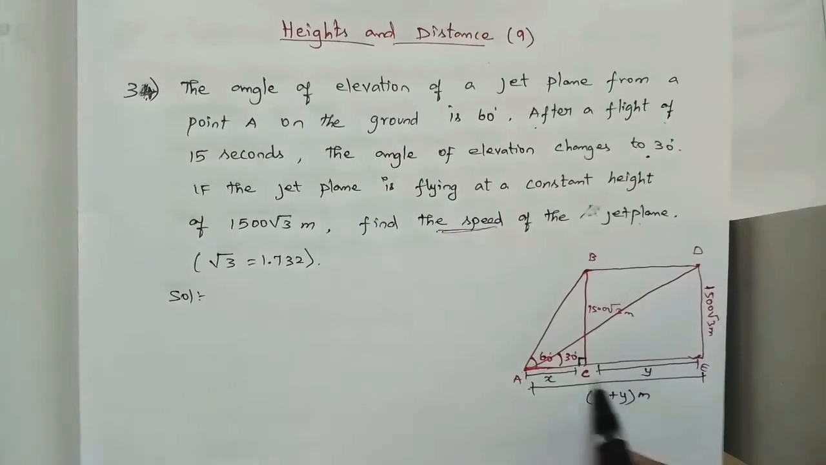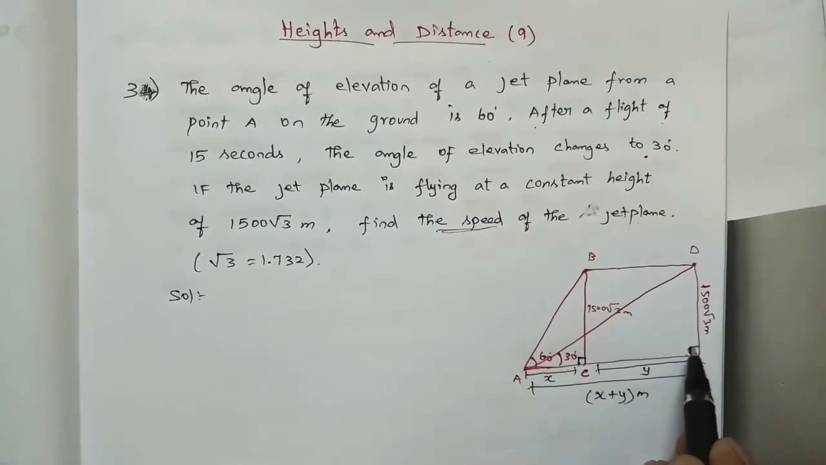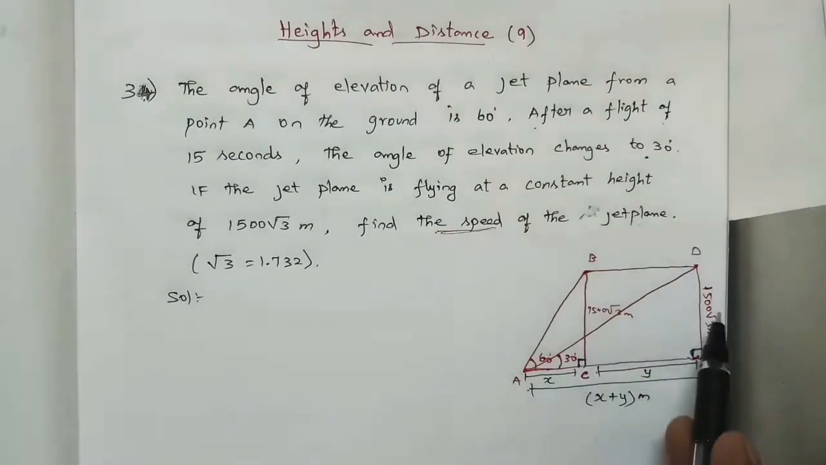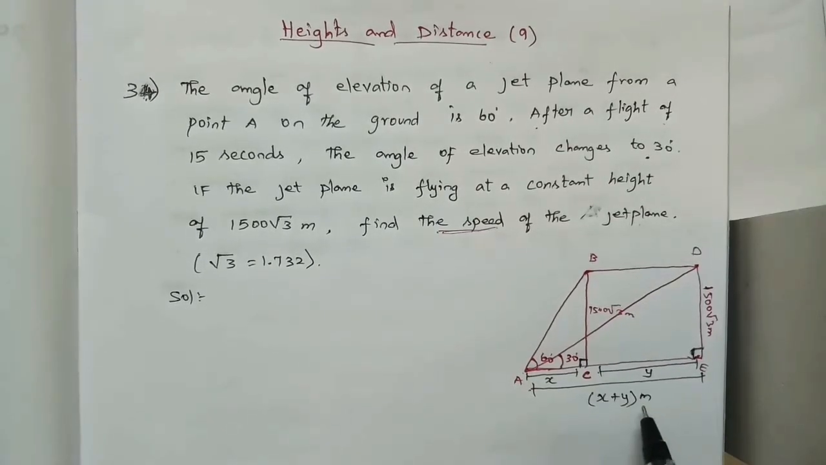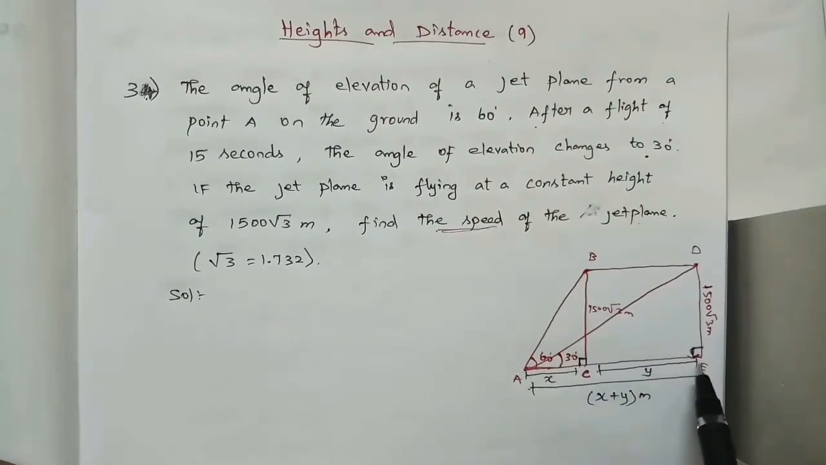See why I'm taking this: in right triangle AED, the angle is 30 degrees. Opposite side we know, 1500 into root 3 meter. Adjacent side we don't know. Adjacent side is AE, and AE is x plus y meter. Understood? So with the help of trigonometry ratio, I am going to find the value of y.